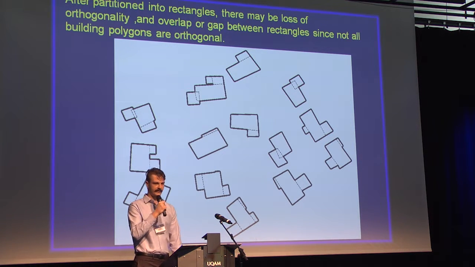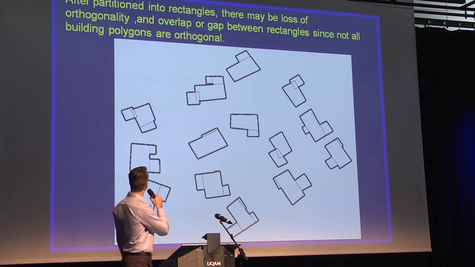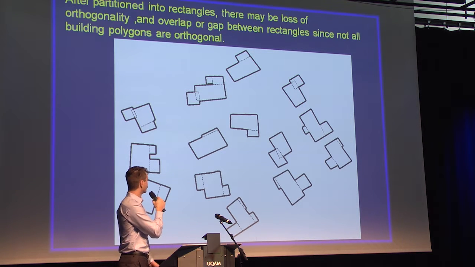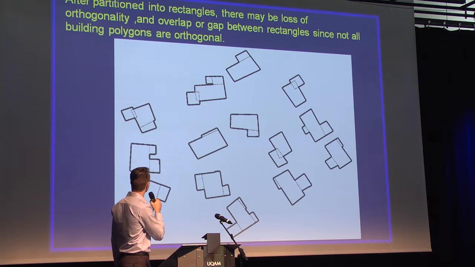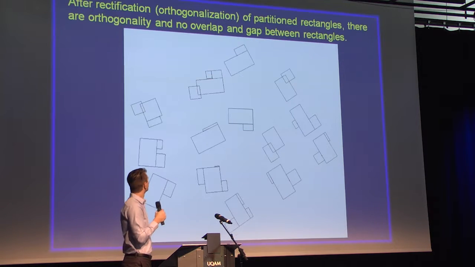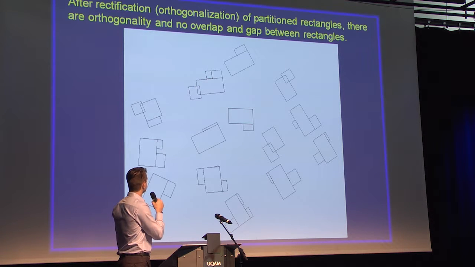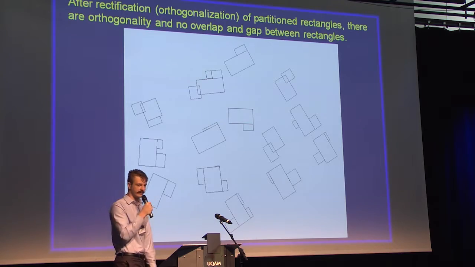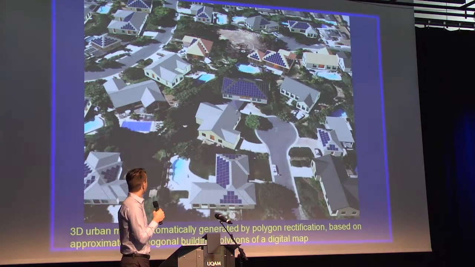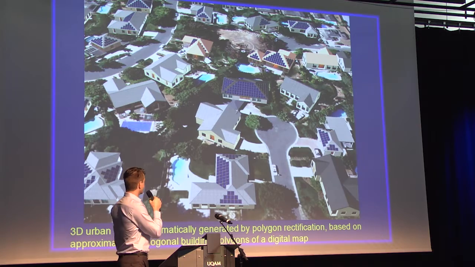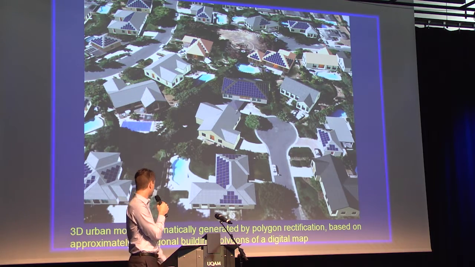So, our process for generating the 3D models: we partition the building footprints into rectangles, where there may be a loss of orthogonality and an overlap or gap between rectangles, since not all building polygons are orthogonal. After rectification, orthogonalization of partitioned rectangles, there is no overlap or gap between the rectangles. And we're able to quickly generate a 3D city model like this.